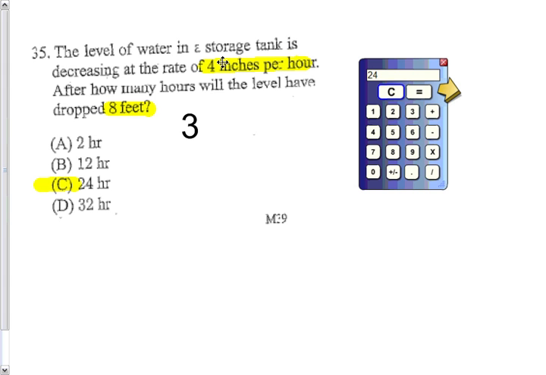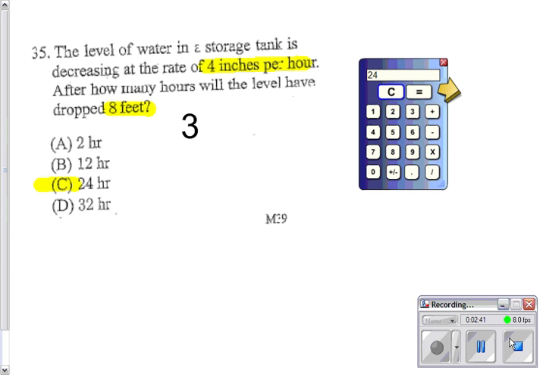If we said 4 inches per hour, and if we divided, and we found that it was going to take 4 hours to drop a foot, then that 4 times 8 would be 32. So our correct answer was C, 24 hours.